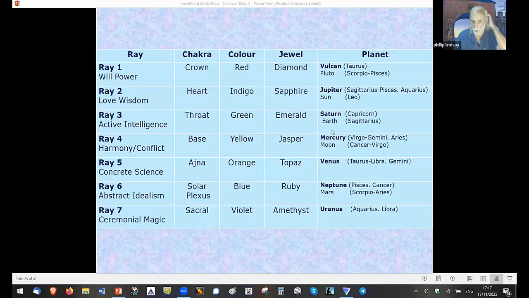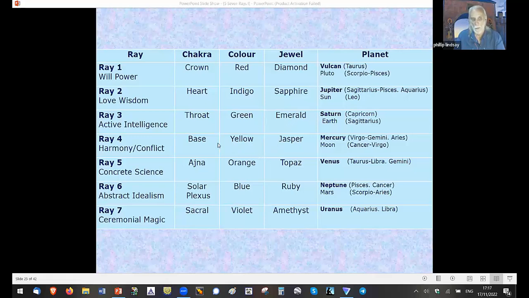Most appropriate, Saturn ruling Capricorn. And of course, the third ray of active intelligence, or the humanity, is regarded as the throat center of the planet, where we have the karmic free will from Saturn to determine our destiny. Green, emerald is the jewel, and so forth.